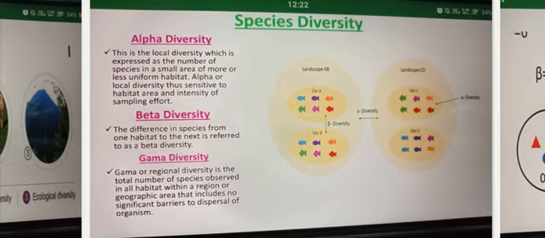Beta diversity, the difference in species from one habitat to the next, is referred to as beta diversity. Gamma diversity or regional diversity is the total number of species observed in all habitats within a region or geographical area that includes no significant barriers to dispersal of organisms.